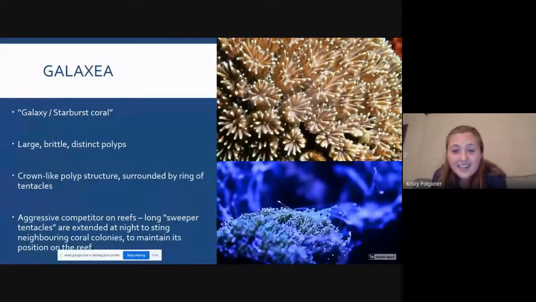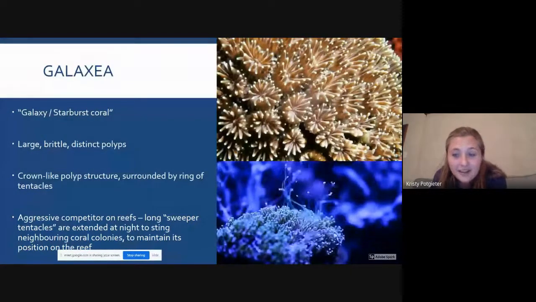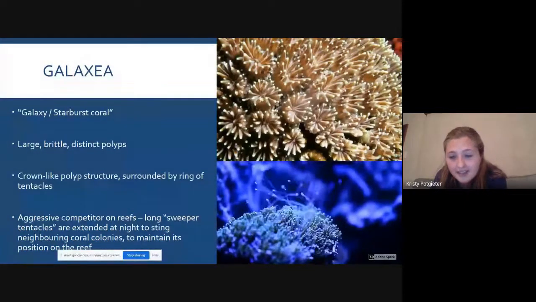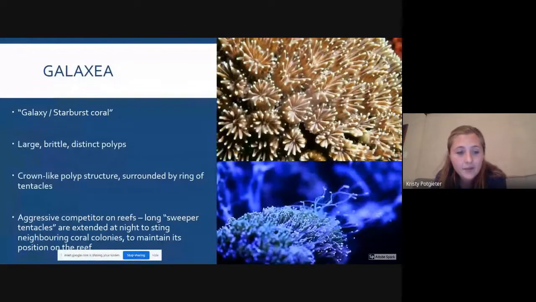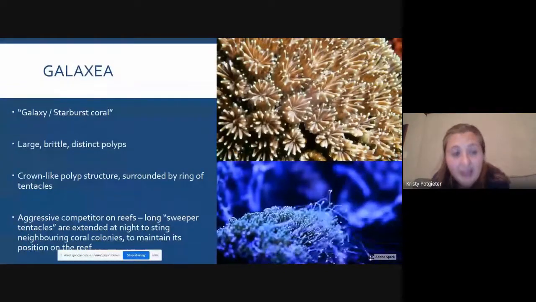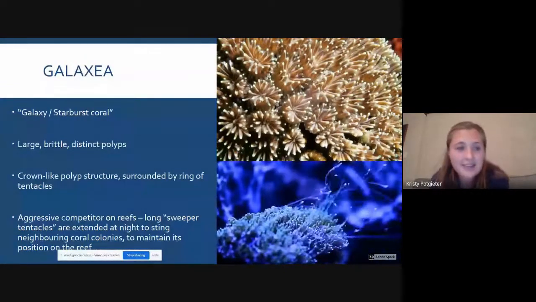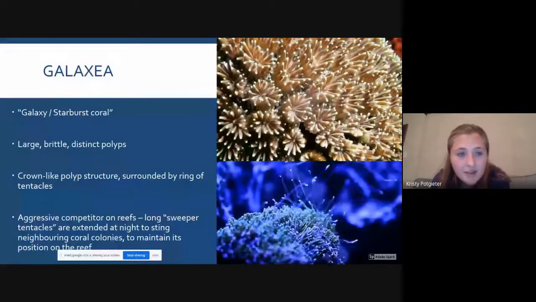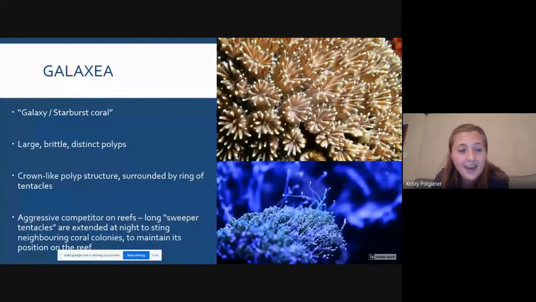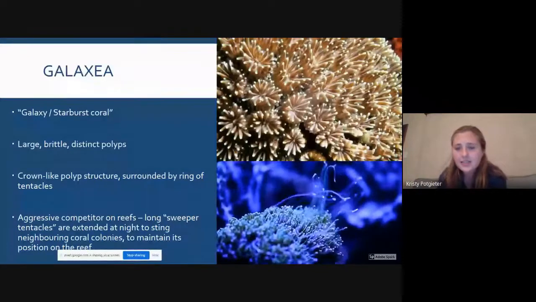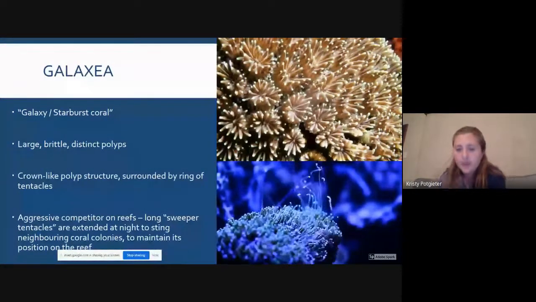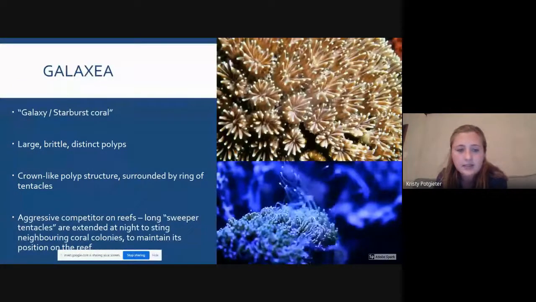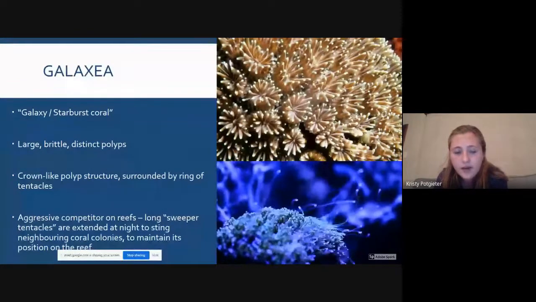Now, Galaxia is one of my absolute favorite species of coral. I hope you guys can see the video at the bottom there that's playing. But yeah, Galaxia is very aptly named the galaxy or starburst coral. They are beautiful corals. They've got these really distinct polyps with kind of this crown-like polyp structure, and then they've got that ring of little tentacles that sits around that crown.